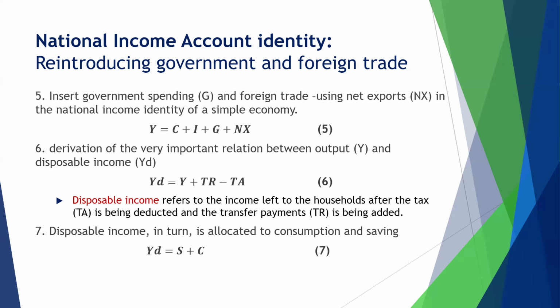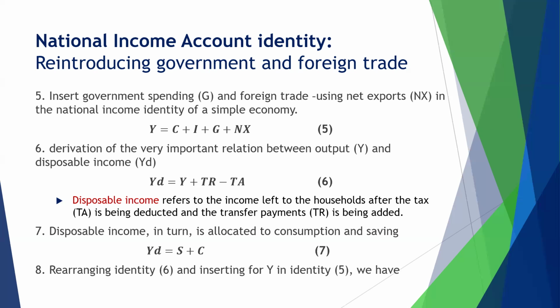Okay, so we have now this identity. Our next step, the 8th step, is that we are going to rearrange identity 6 and identity 5, or equations 5 and 6. So we have here, again, why is it that the TR is now being deducted from the disposable income and the tax is being added to disposable income?